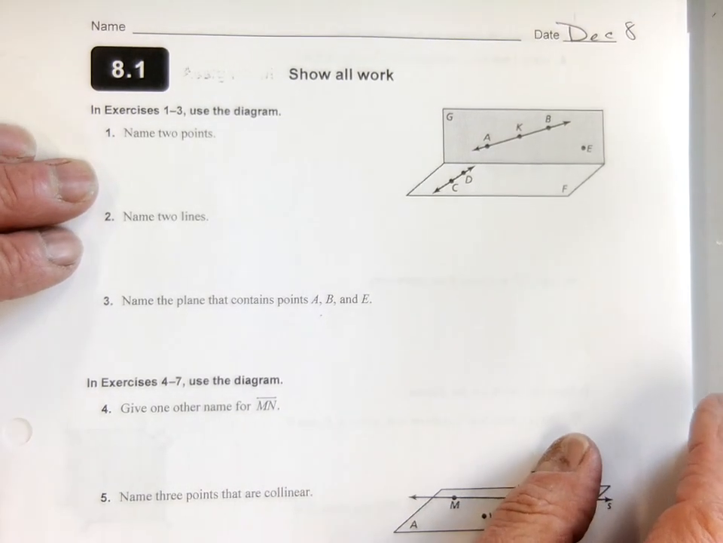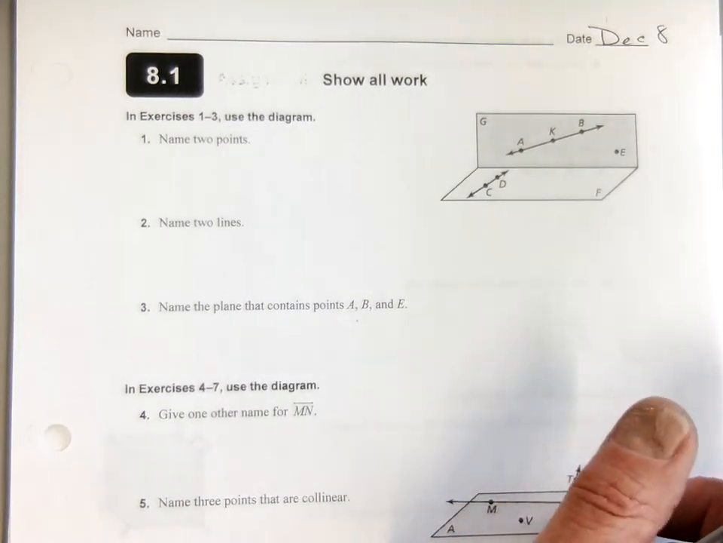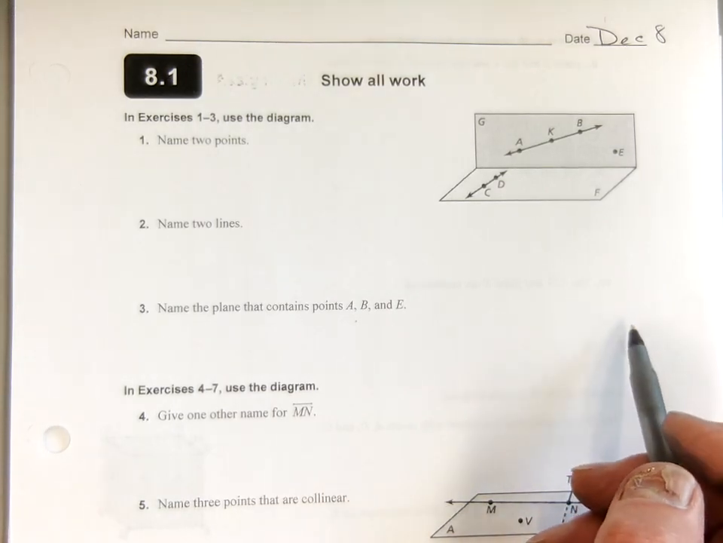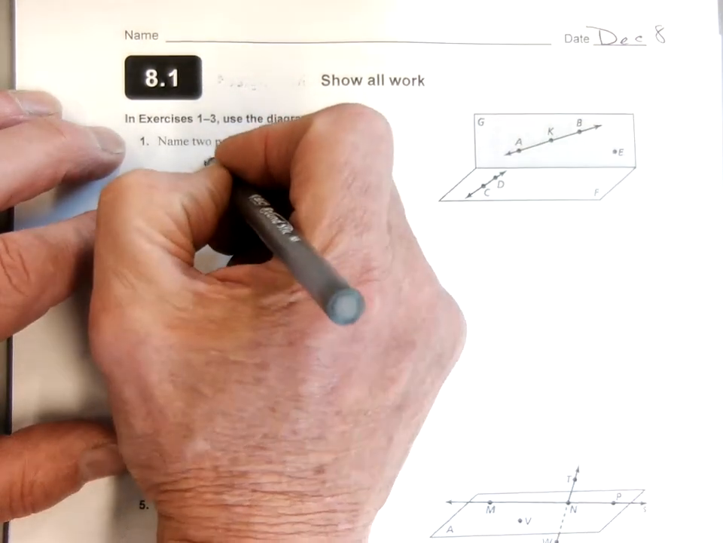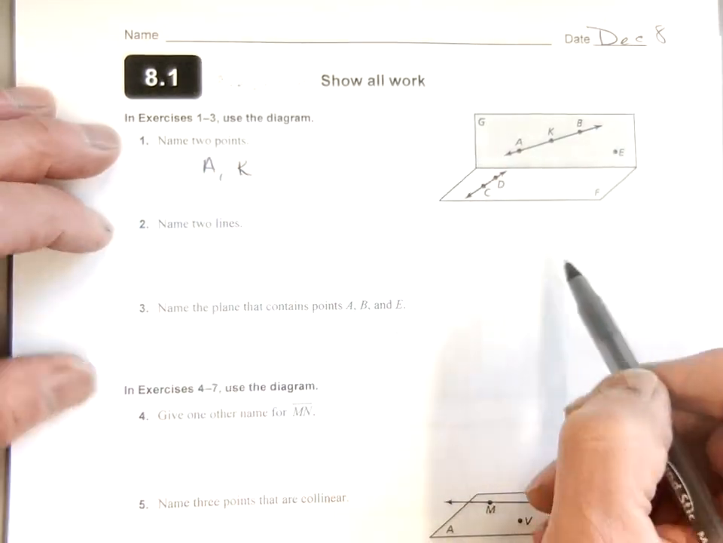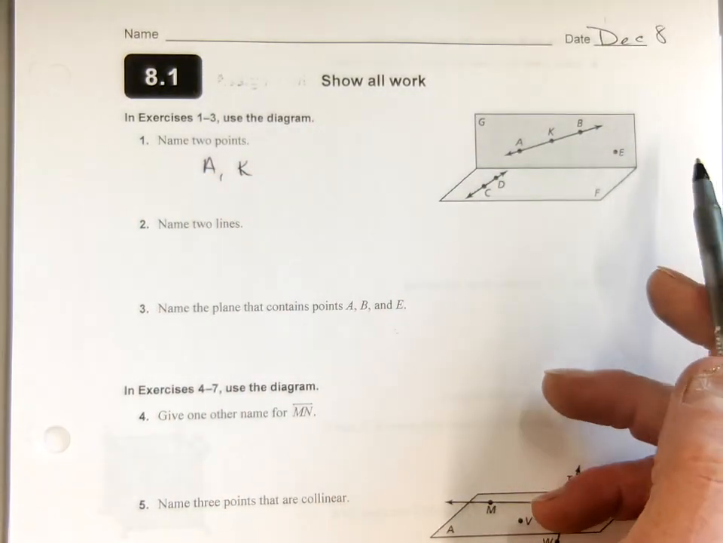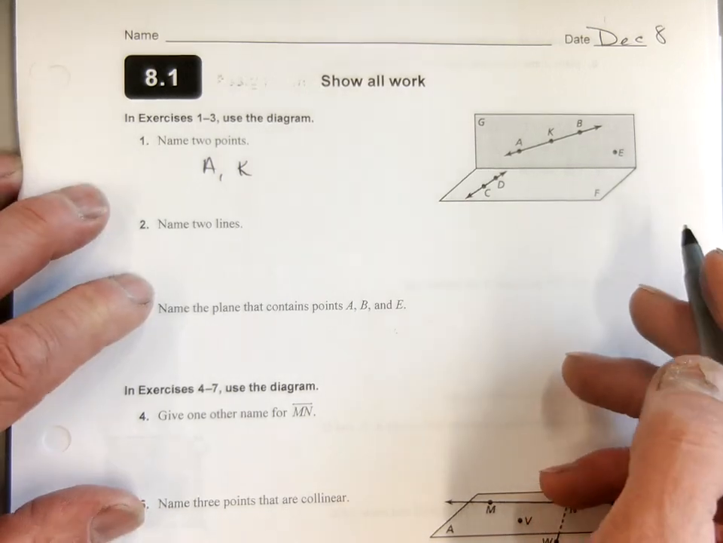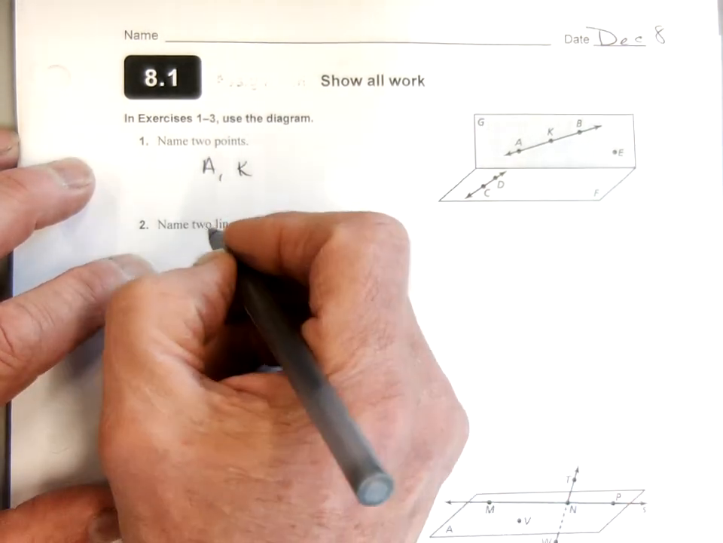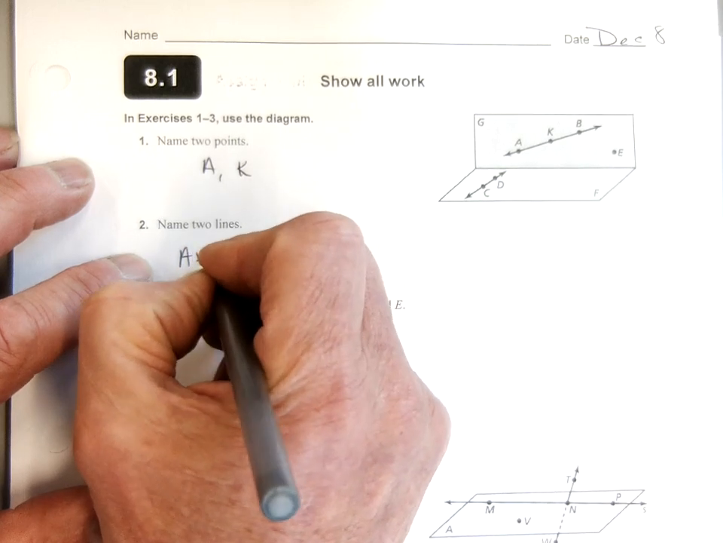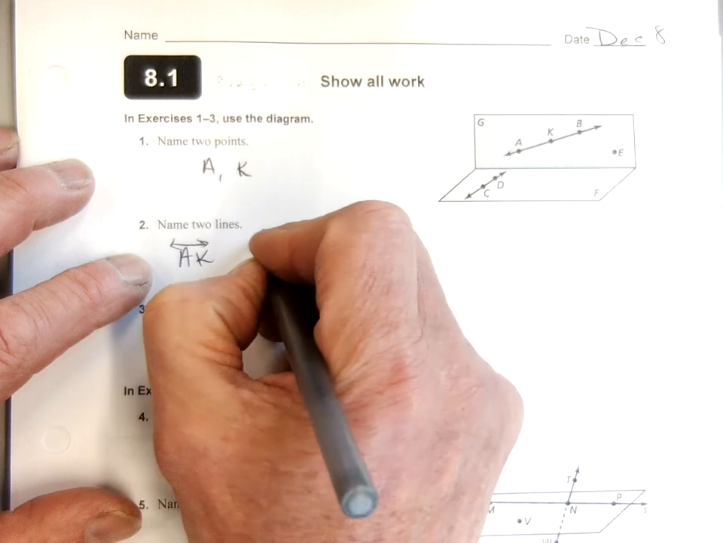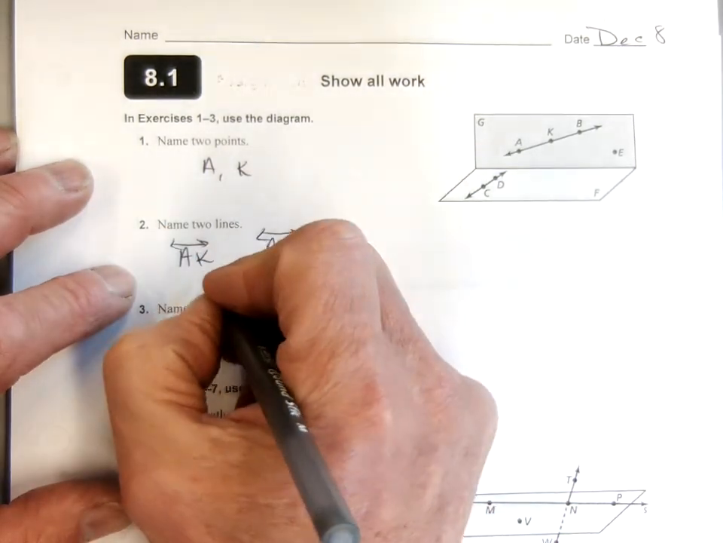So it's kind of a fun little unit because I think you already know this. Name 2 points. So there is no wrong answer. A and K. Good enough. Everybody agree? Or B and D or whatever. There's lots of answers. Name 2 lines. AK. AB. KB. So I like that AK and AB are the same line, aren't they? These are the same. So I need one more.